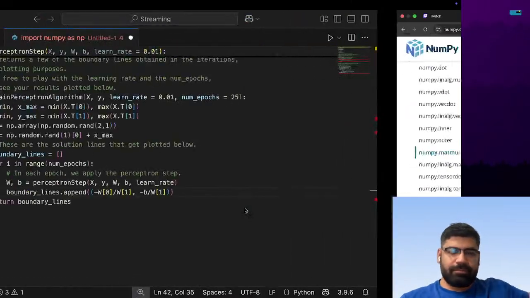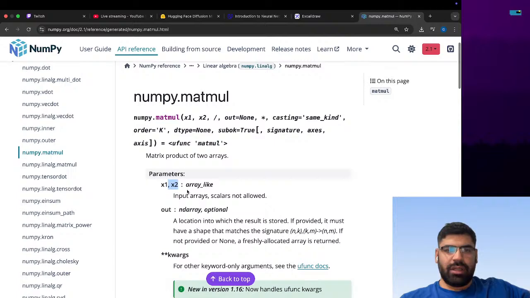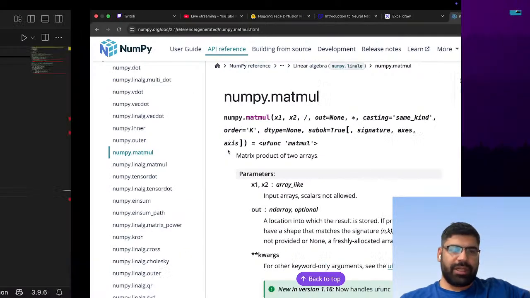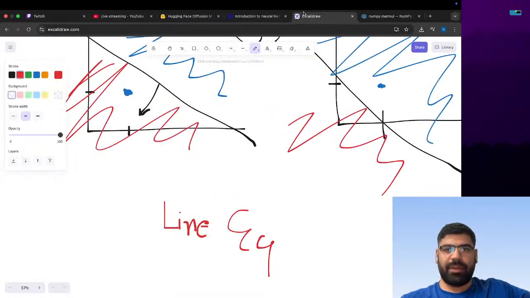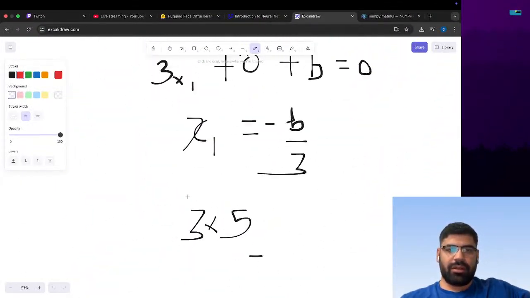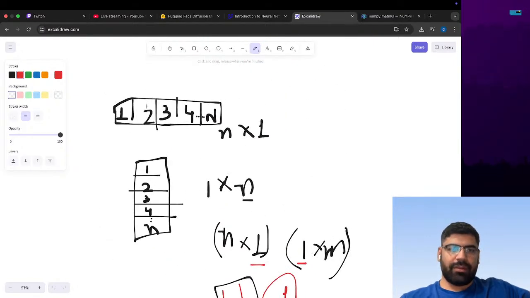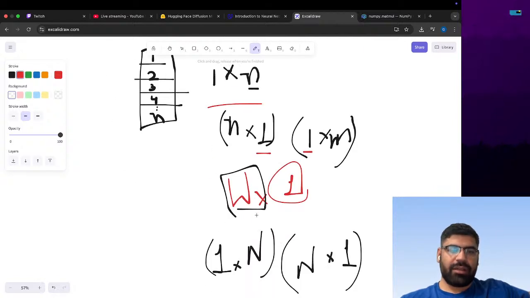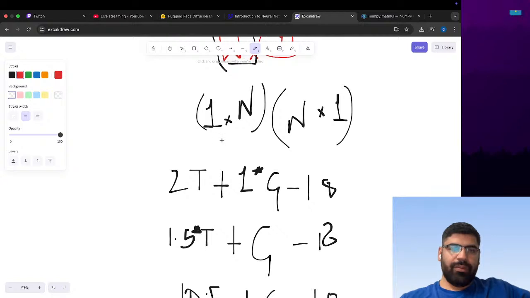Okay, so now x1 and x2 are arrays in this function, and it gives the matrix product of two arrays. So basically we are given two arrays and we are getting the matrix multiplication, which I showed you yesterday, if you remember. Matrix multiplication should be n times 1, 1 times n, and the middle one goes away, so it becomes n times n. We want 1 times n.